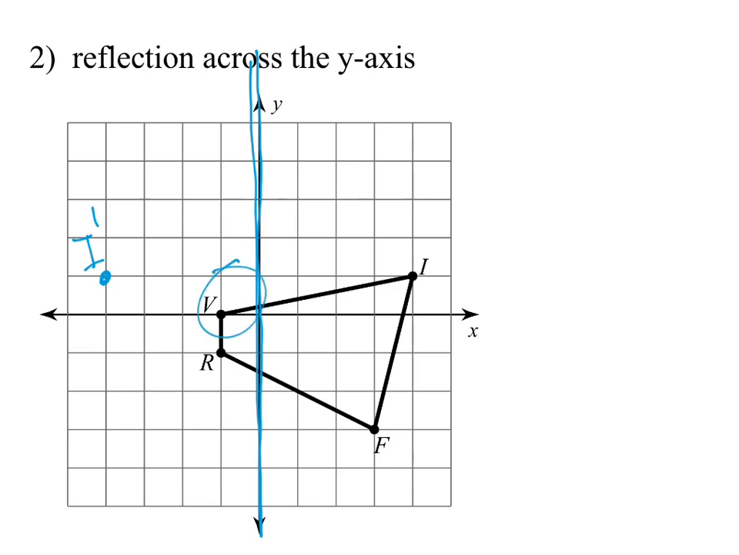V happens to be on the left side already, but it's only 1 to the left, so I'm going to go 1 to the right. And this is where V prime is going to be. R is 1 to the left, so I'm going to go 1 to the right, and that gives me R prime. And then F was on the right side, it's right 3, and you go left 3, and then it'll give me F prime. And now I'm going to connect these points, and you can look at the shape here.